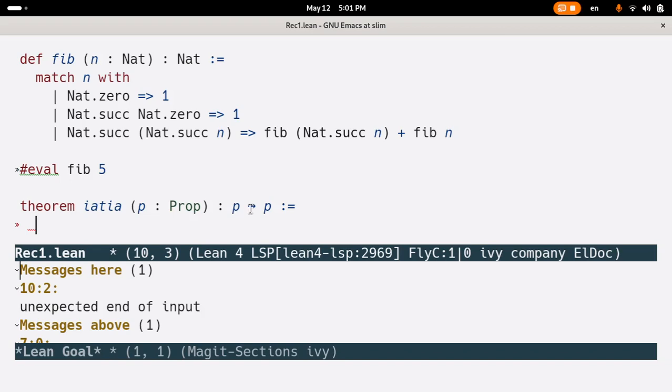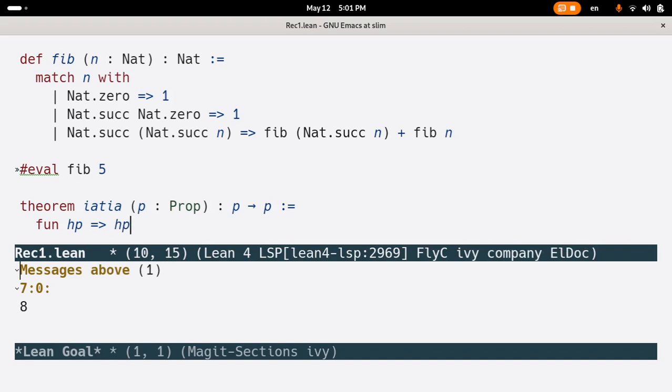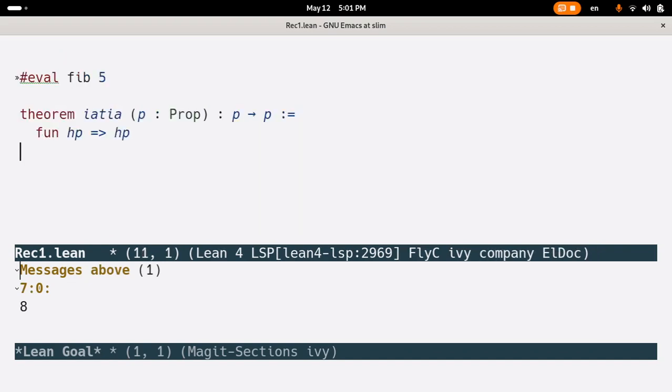So the rule is that whenever you have an implication P implies Q, to prove it you have to write a function that takes as input a proof of P and produces a proof of Q. Since the proposition here is P implies P, I have to take a proof of P, and now I have to produce a proof of P. But I already have a proof of P here. It's called HP, and you can see that Lean has accepted my proof.